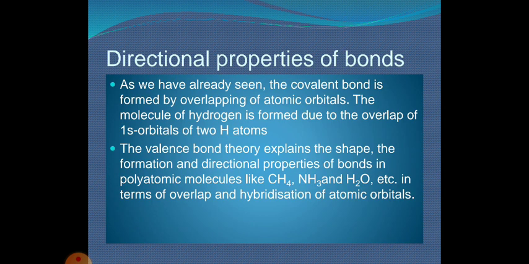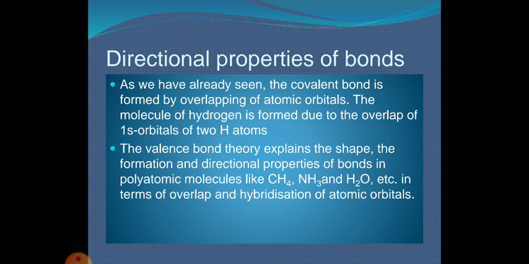Students, earlier we have already learned what is meant by a covalent bond and how that bond is formed. The covalent bond is formed by overlapping of atomic orbitals. The molecule of hydrogen is formed due to the overlap of 1s orbitals of hydrogen atoms, and their formation and their energy graph we have also learned in the previous slide.